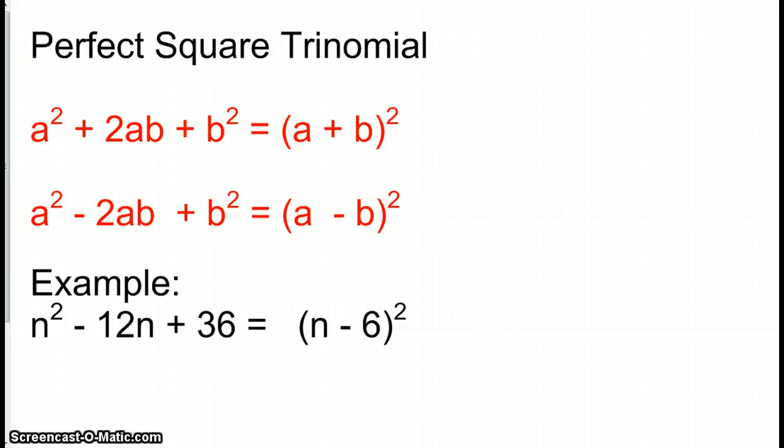An example of this would be n squared minus 12n plus 36. You can see it fits the pattern because if we take the square root of the first, it's n, and the square root of the last term, it's 6. And is the middle term 2 times the square root of the first times the second? Yes, it is. It's 2 times n times 6, which is 12n. So the answer factored would be n minus 6 squared.